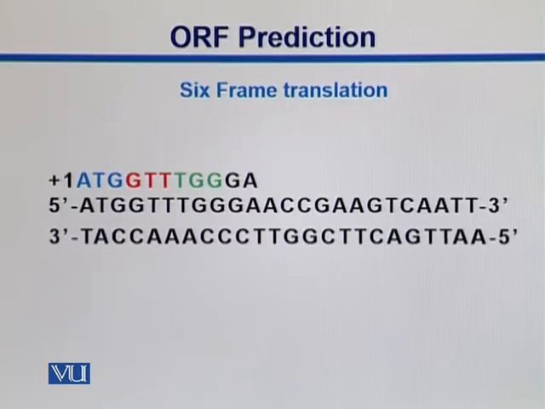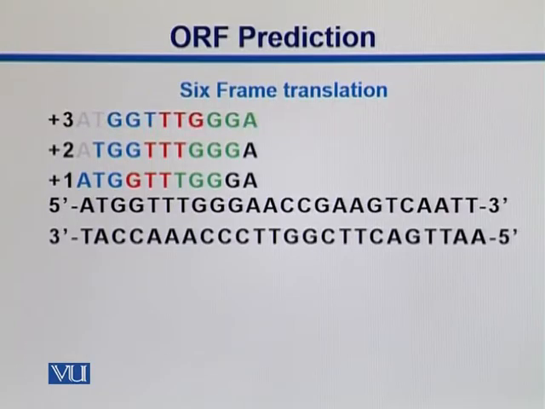In this way, we can start with A, and we can have triplet codons like ATG, GTT, GGG, and so on. The second possibility is we can start from position number 2. In this case, we give it the number +2. This frame goes like TGG, TTT, and so on. Sometimes it can start from position number 3. It can be GGT, TTG, and so on. What if we start again from position number 4? It's no different from position number 1. So there are these three possibilities for finding reading frames on the top strand.